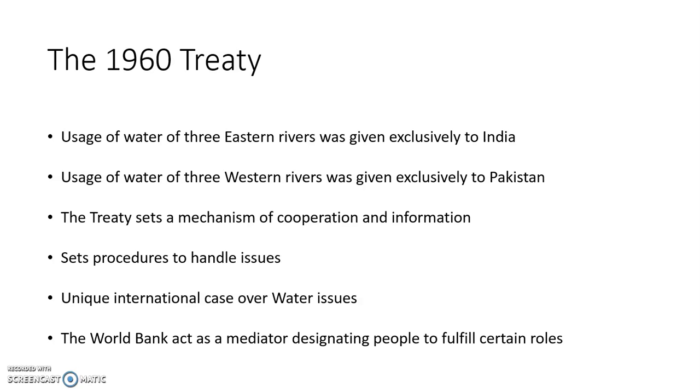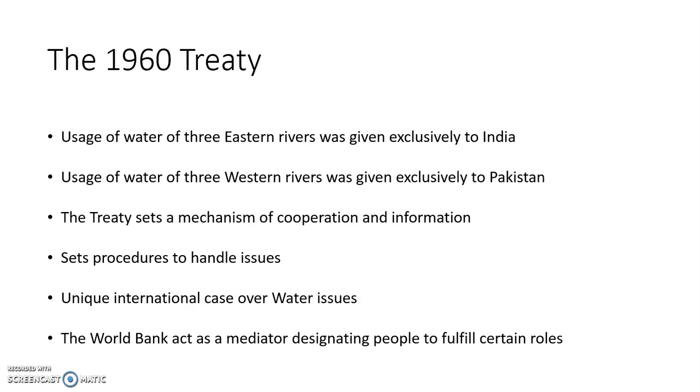In 1960, the Indus Waters Treaty was signed after 9 years of negotiation. The treaty sets out a mechanism for cooperation and information exchange between the two countries regarding their use of the rivers. The usage of water of three eastern rivers was given exclusively to India. The usage of water of three western rivers was given exclusively to Pakistan.